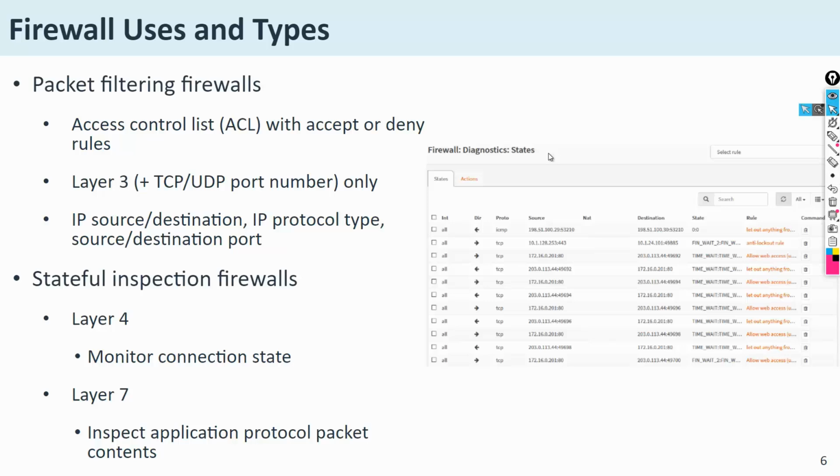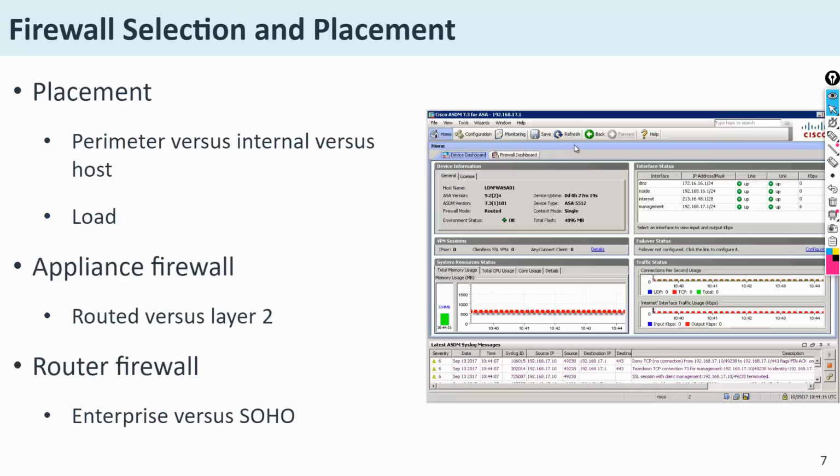Okay, so these are the firewall uses and their types. Now the question is where the firewall will be placed, where you will place the firewall. Of course, we have already discussed that when the private network and the public network communicate, the traffic must go through the firewall. So a firewall can be used between the internal network and the external network.